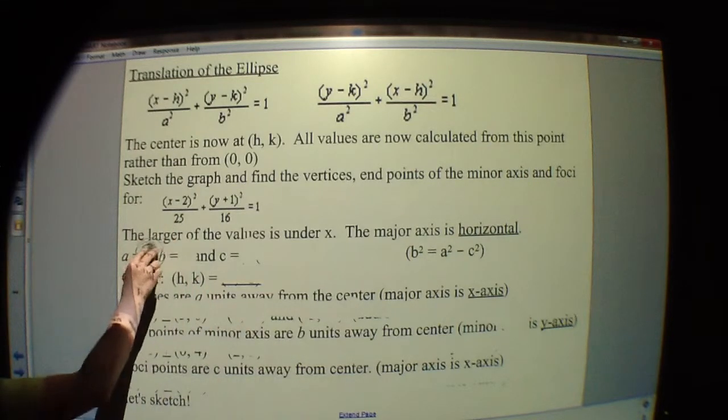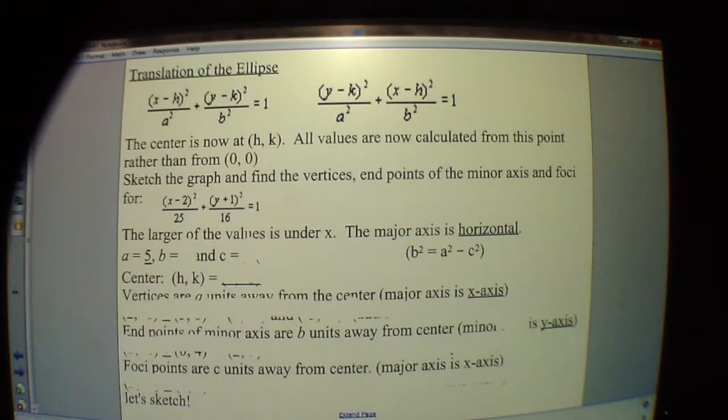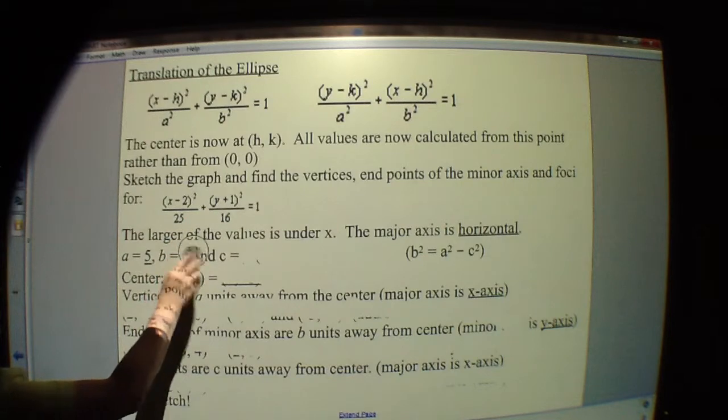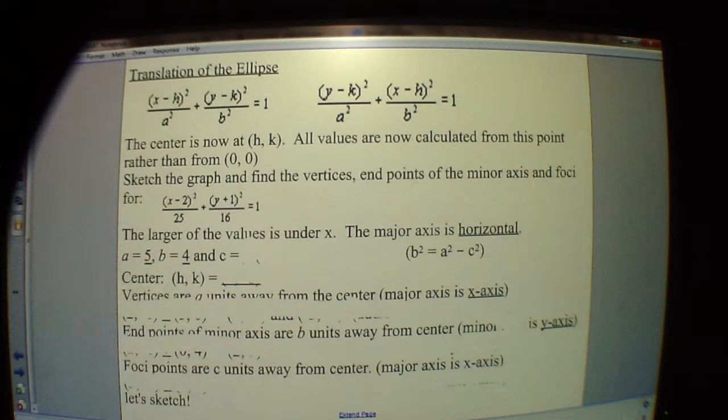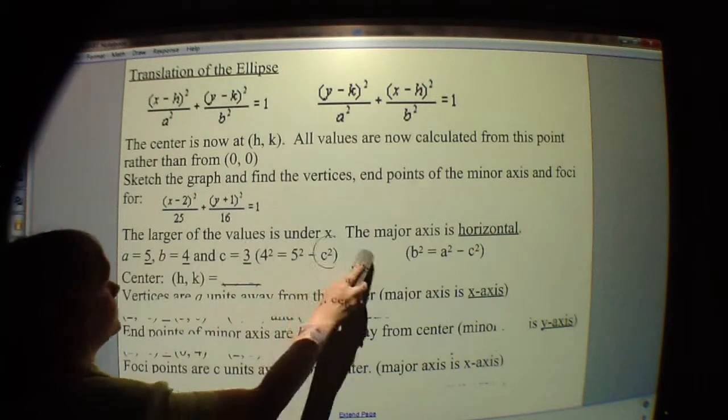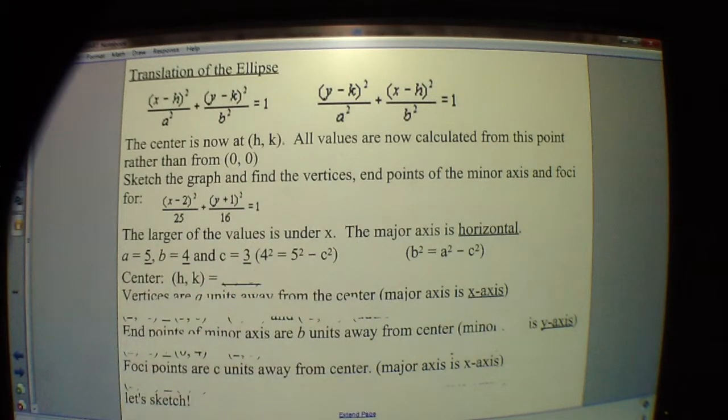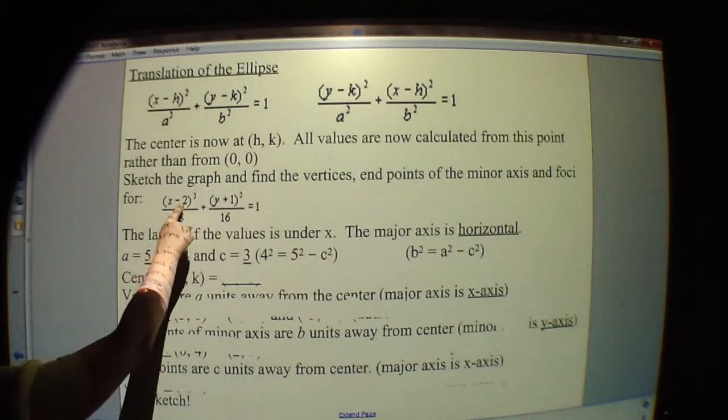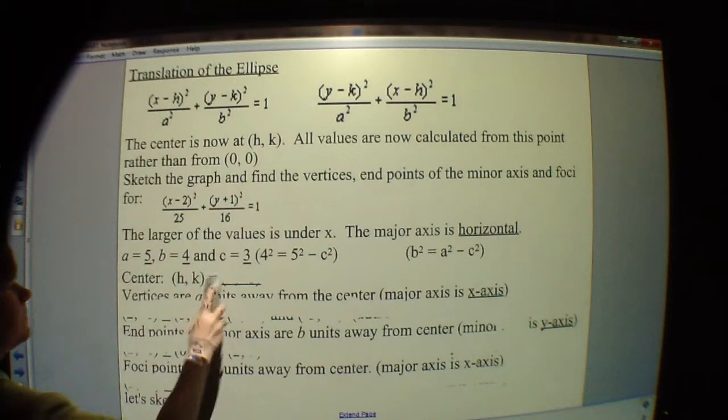A is the square root of 25, which is 5. B is the square root of 16, which is 4. And then if you use the equation, B squared is equal to A squared minus C squared, you will get 3. The center is at 2, negative 1.